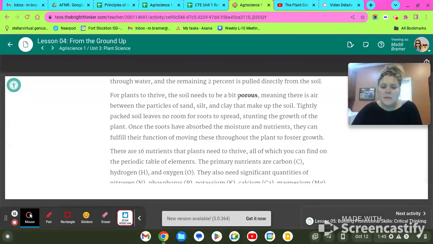So soil needs to be porous. That means that there's air in there. So it doesn't need to be clay where it's all compact, so really sturdy and nothing can get through. So there's air in between the particles of sand, silt, and clay that make up the soil. Tightly packed soil doesn't leave any room for the roots to go spreading around. So it needs to be airy and there needs to be room.